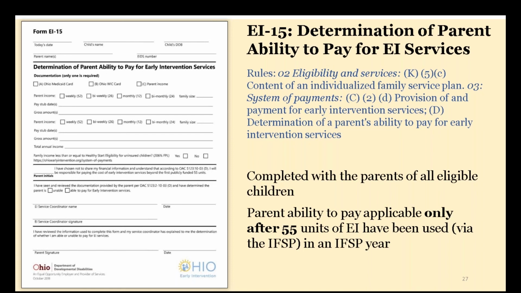The parent ability to pay is relevant only after 55 units of EI have been used via the IFSP in an IFSP year. The form is valid for 1 year and must be completed again before the annual IFSP and when the parent informs the service coordinator of an income change with the family. Remember, case notes documentation is also required, and I don't believe we received any questions on that form. No, we did not.